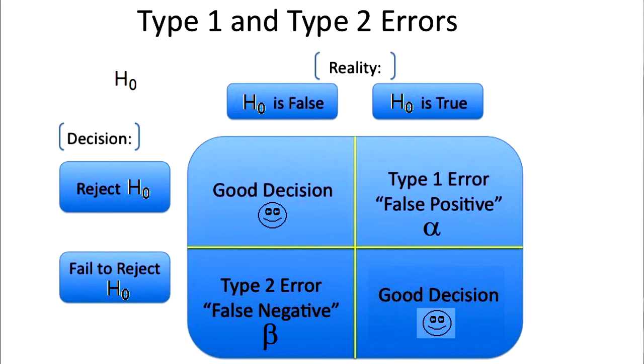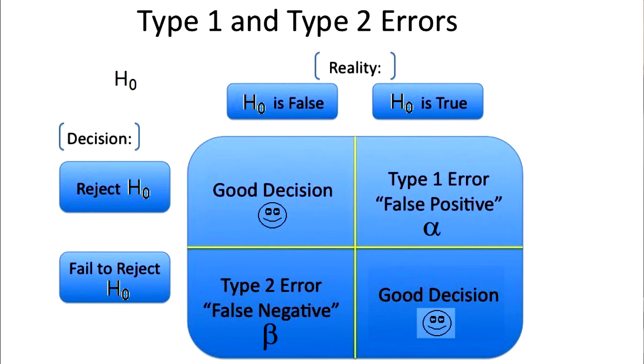Okay? In two cases, the decision is right. It is when H0 is false and we reject it. That's a very good decision. Another good decision is when H0 is true and we don't reject it.